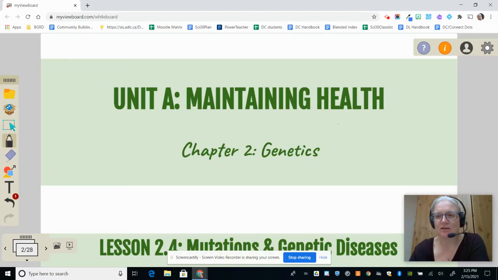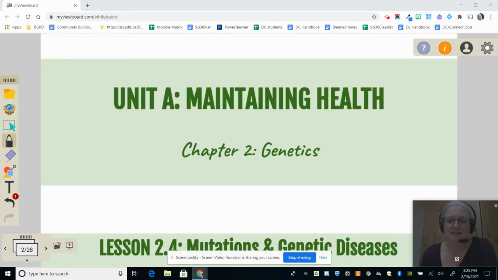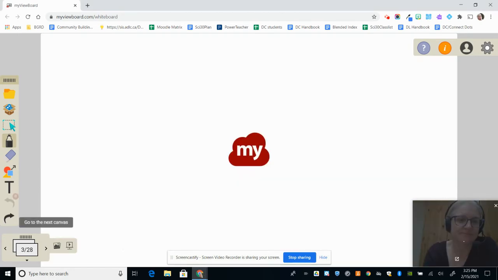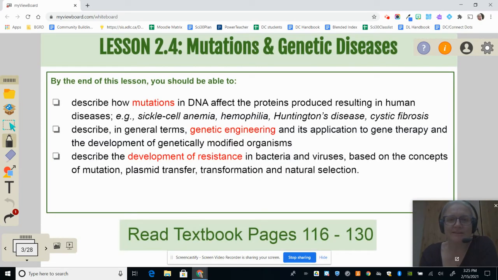We're still in Unit A on Chapter 2, and today's lesson is Lesson 2.4, and we are looking at mutations and genetic diseases in this lesson. So by the end of this lesson, you should be able to do some of these outcomes here, except this one is actually for the next lesson, so ignore that one for now.